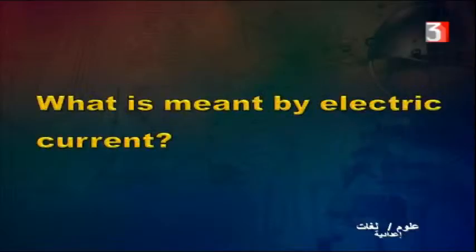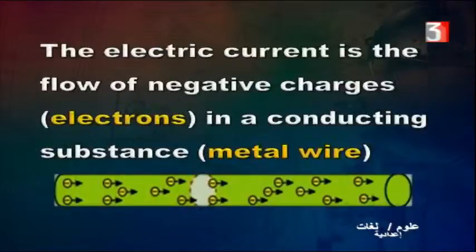Okay, so what's meant by electric current? The electric current is the flow of negative charges or electrons in a conducting substance or metal wire. So, if we have a metal wire or a conductor and negative charges or electrons flowing inside this conductor, we have electric current. So, electric current is the flow of electrons in a metal wire.